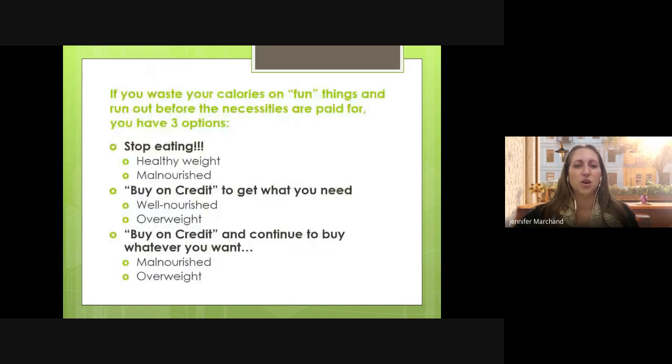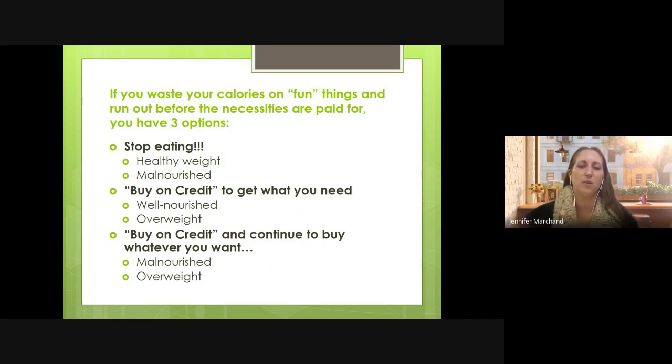All right, so if we waste all of our calories on the fun foods, the junk foods, okay, the fried foods, things like that, we have three different options. We need to stop eating to maintain a healthy weight. If we stop eating, we also may become malnourished because if we're just eating candies and fried foods, we're not getting all of the nutrients that we need, so we might become malnourished.